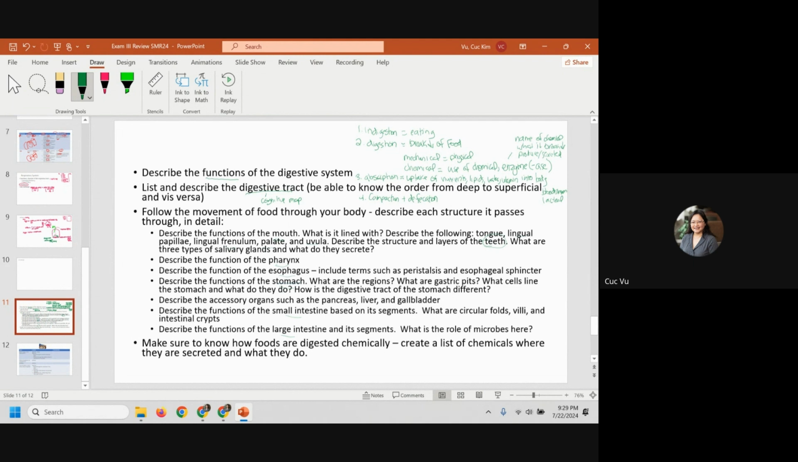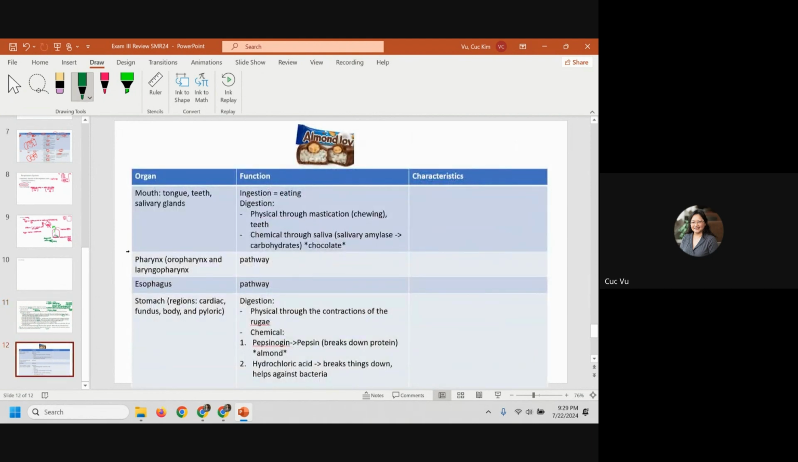Okay. Then lastly, which is what we're going to focus on in this last part right here, will be the chemical digestion. So I always like to use examples instead of going through what they are. And a good way to do this is just to pick a food. Now I picked Almond Joy because it's one of the best candy bars. You can argue with me, but it's one of the best candy bars. And the reason why I picked that is because it has all 3 components.